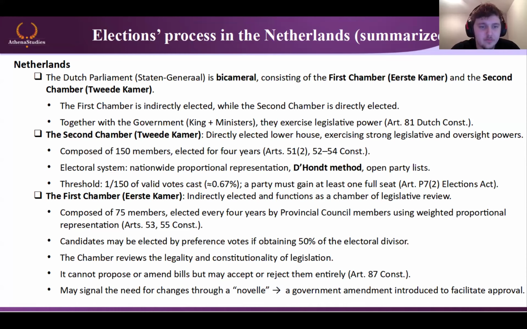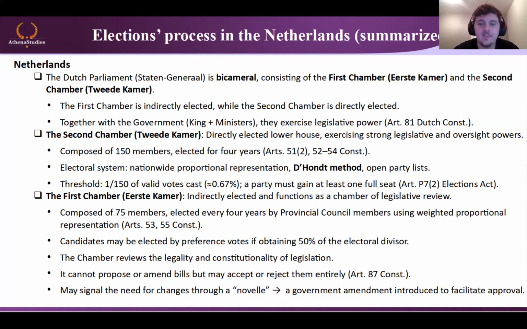So 150 members, 4 years, electoral system, so nationwide proportional representation. That's the D'Hondt method. I don't know how to pronounce that. The open party lists. I have a beautiful schematic right after. You will see about this method. The threshold is one out of 150 of valid votes cast, so 0.67%. A party must gain at least one full seat.